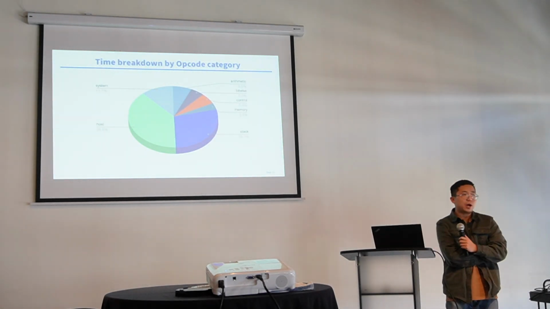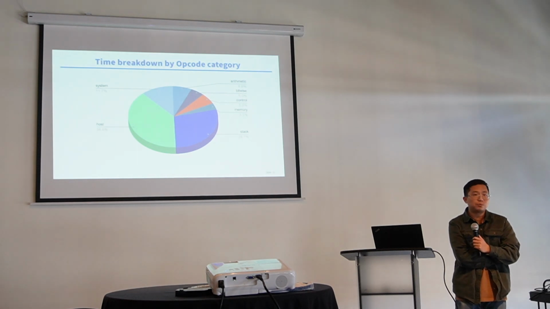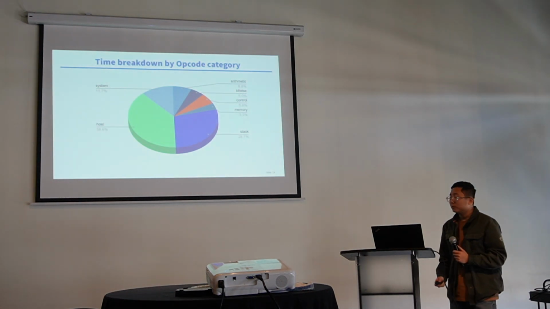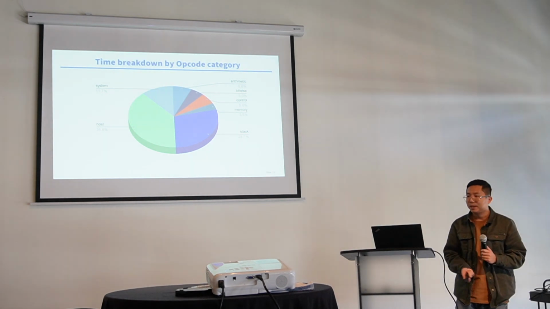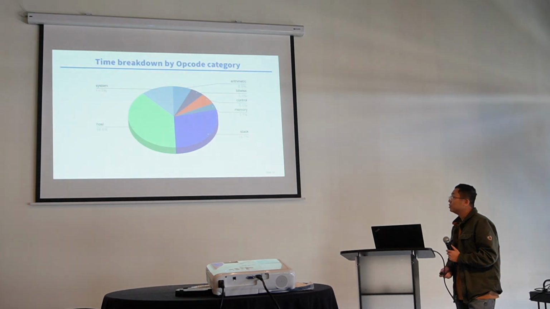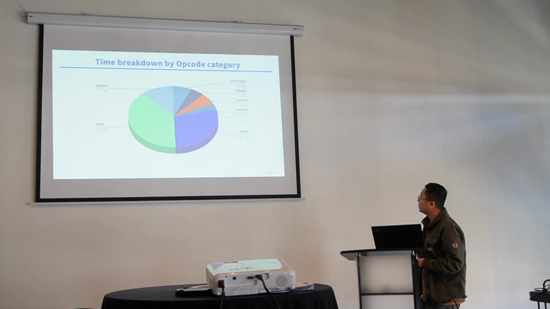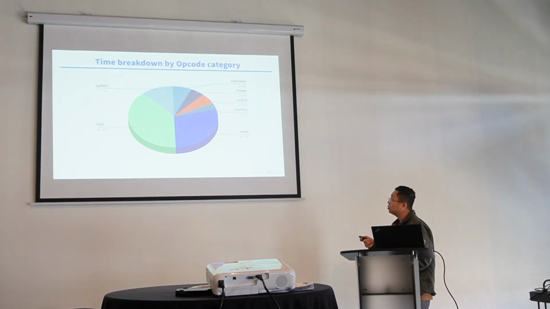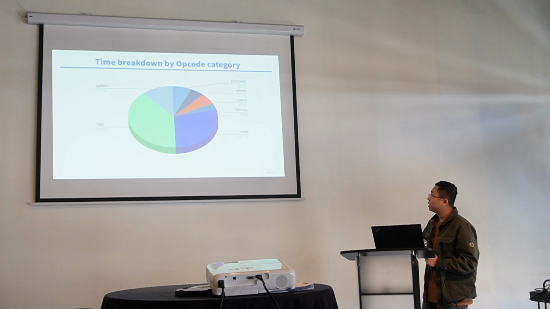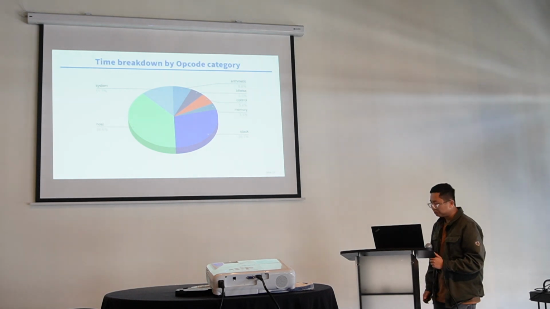We can also group opcodes by their category to provide an alternative view. This pie chart shows the time breakdown by opcode category. There are a few interesting things here. First of all, on the left-hand side of this chart, we have the system and host opcodes. They take more than 50% of the time.